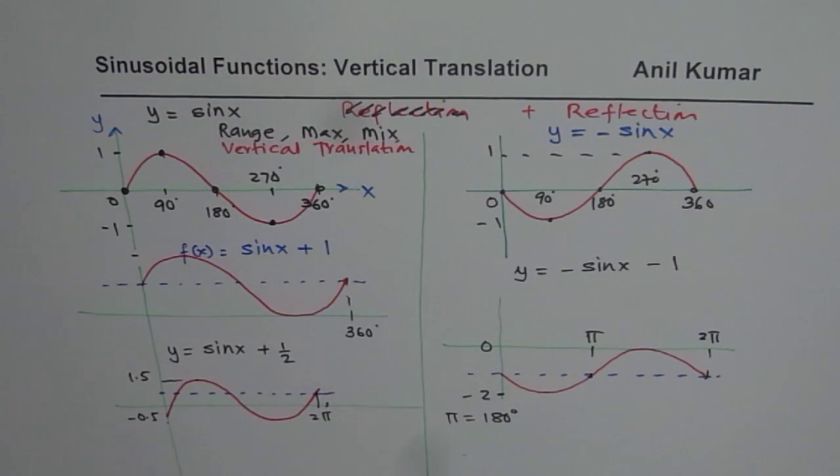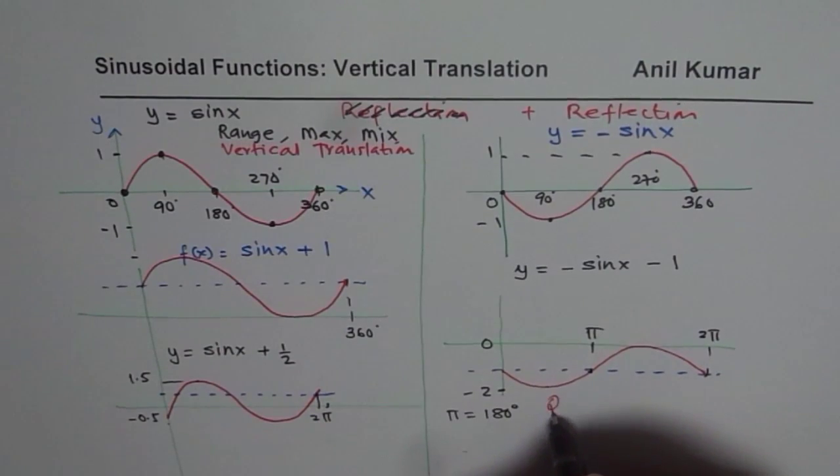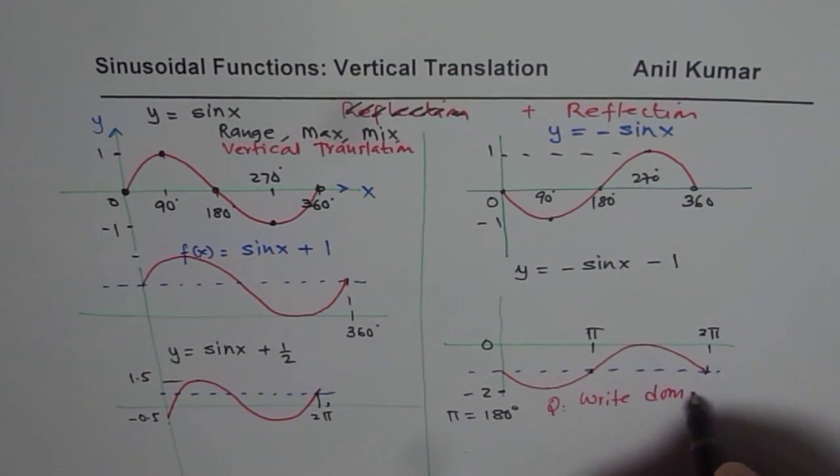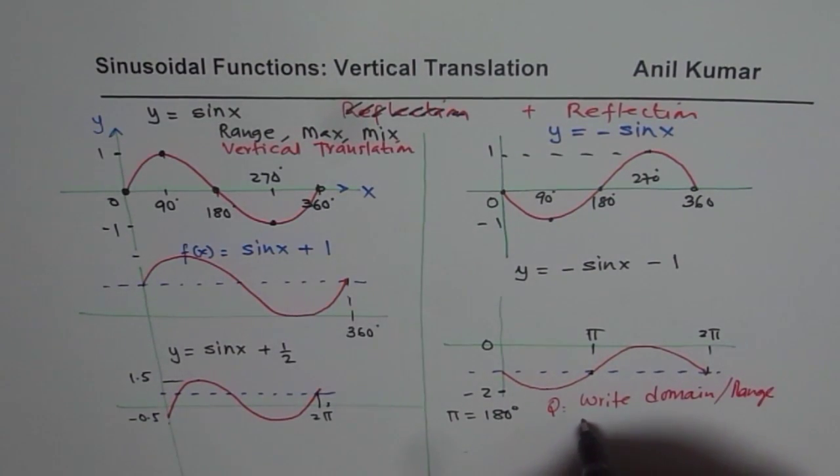So go through this once again. As an exercise, what you can do is write domain and range for these functions. I hope that helps. When I say domain and range, it is the domain of one cycle, right? So let me be very specific. The question is, write domain and range for one cycle. For one cycle only, right?